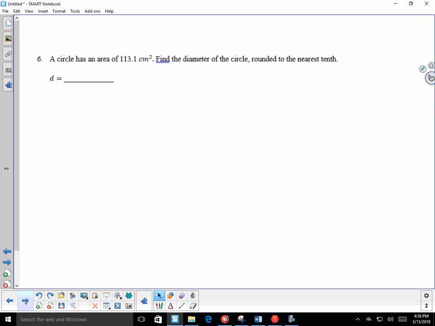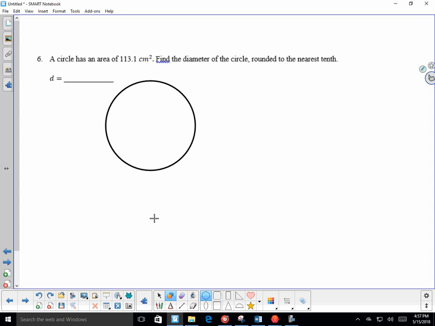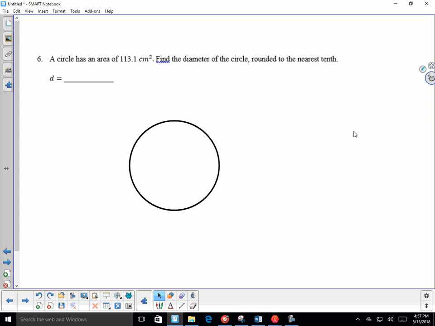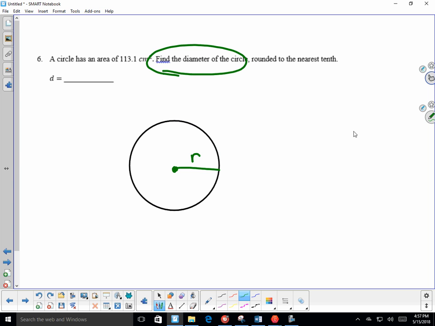All right, let's take a look at number 6. This one says a circle has an area of 113.1 square centimeters, and we are trying to find the diameter. Let's start off by finding the radius. Then we can find the diameter next, but let's circle that, because we might forget and just find the radius and stop, and that would not be good. So the area formula is pi r squared. They tell us that the area is 113.1, and so that's pi times the radius.